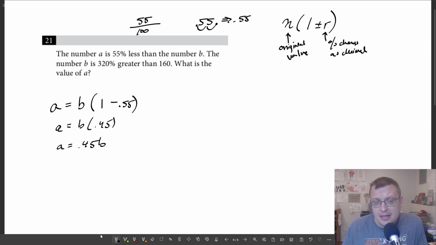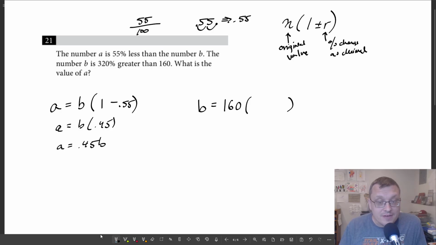Let's look at the next statement. The number b is 320% greater than 160. So b equals 320% greater. Be very careful. It's possible when you did this problem, you did something like this: 3.20 times 160. I'll talk about what that is and why that's wrong in a minute, but that's not what we're going to do here, because this is 320% greater than. It's a 320% increase on 160. So 160 is our initial value that we're increasing by 320%.